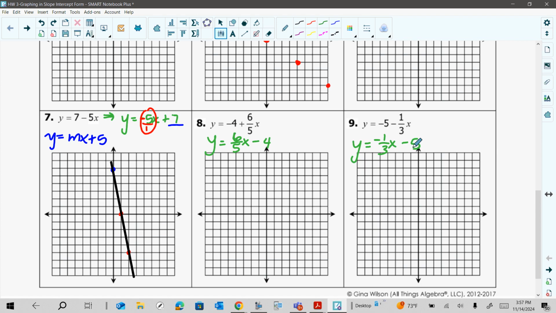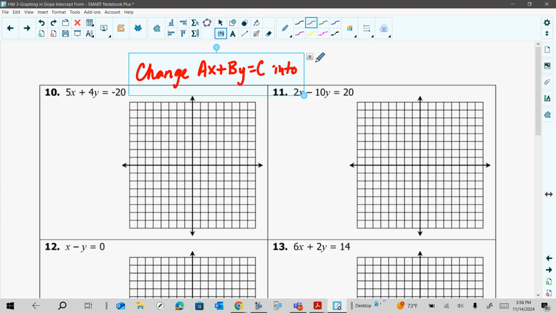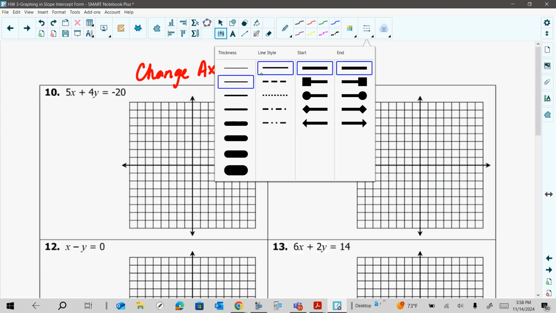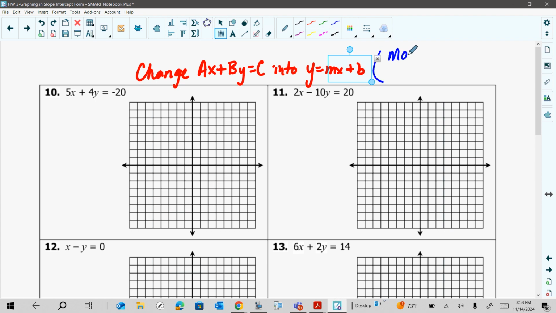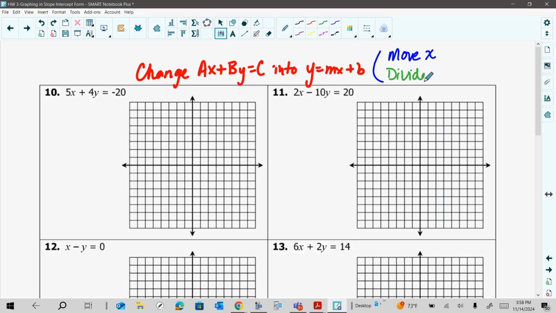the m. Now when you get to the back, okay, the back is not in slope-intercept form. We're going to have to change into slope-intercept, okay? Now, in order to do that, we're going to change the standard form, which is the ax plus by equals c, into slope-intercept form, which is y equals mx plus b. And in order to do that, you have to first move your x, and then, if necessary, divide by y.